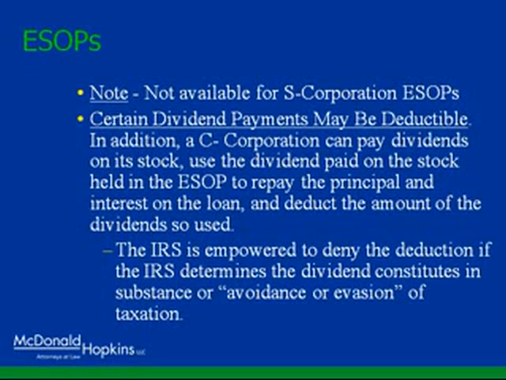Another technique to create deductions is the use of dividends. In a C corporation, if a company pays a dividend on stock and the dividend paid on the stock is held in the ESOP or used to repay the principal and interest on the loan, then the dividend is deductible. Now, the issue that you have here is that the IRS is empowered to deny deductions if the IRS determines that the dividend constitutes substance or avoidance or evasion of tax.